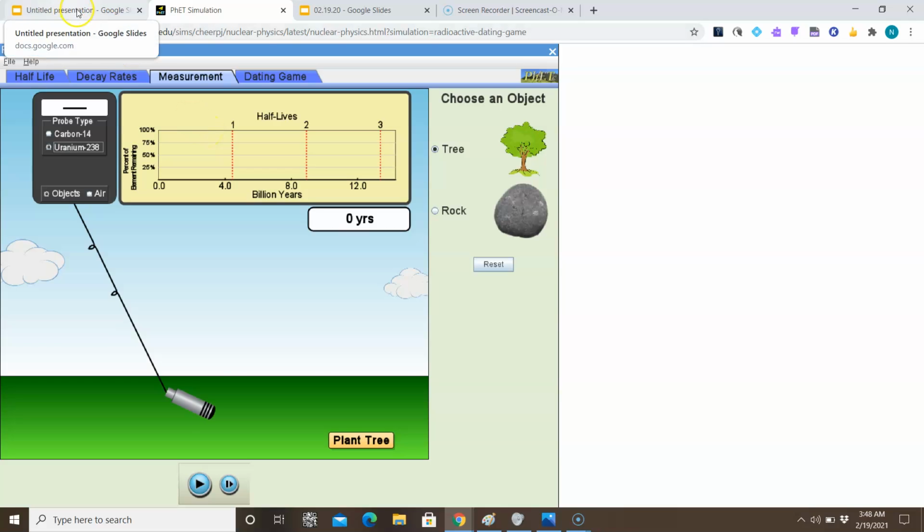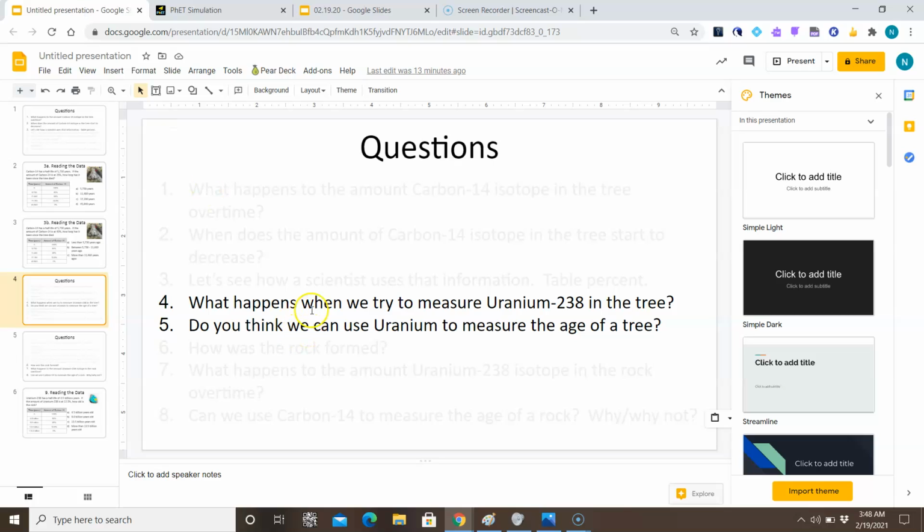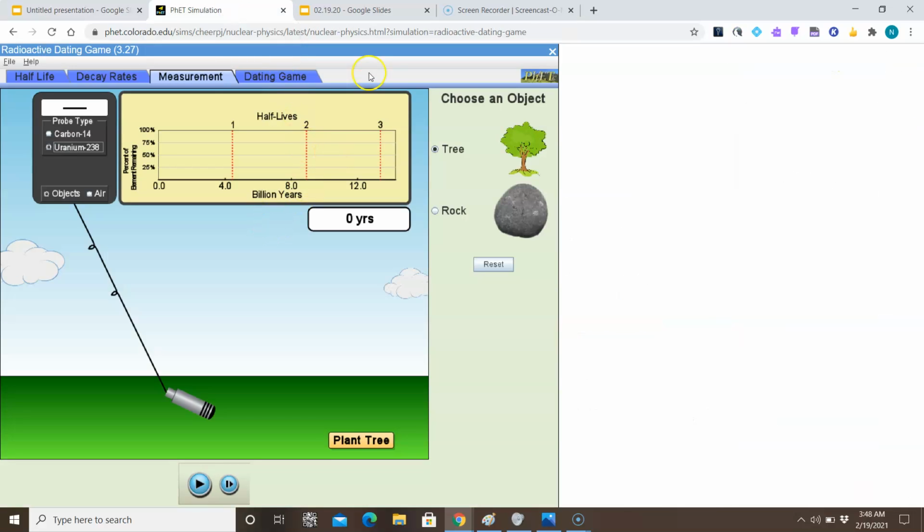Now, for this simulation, you're going to consider these questions. What happens when we try to measure the amount of uranium-238 in the tree? And do you think we can use uranium to measure the age of a tree? For that last question, we'll talk about that just to clarify at the end of the simulation. All right, so let's go ahead and get started.